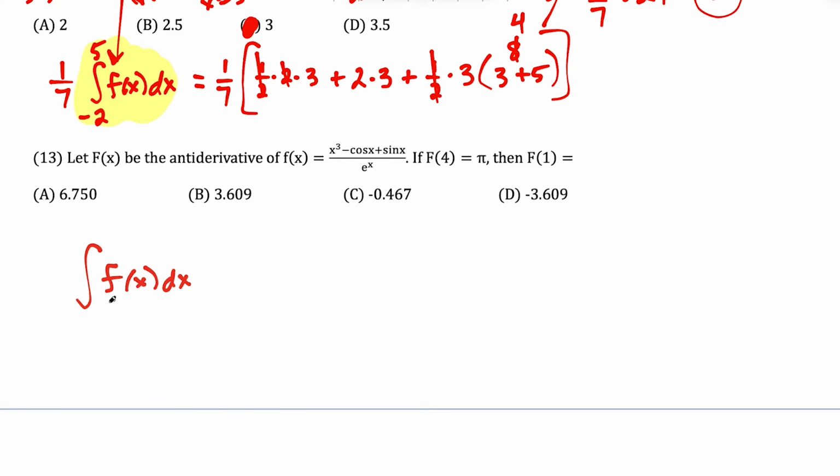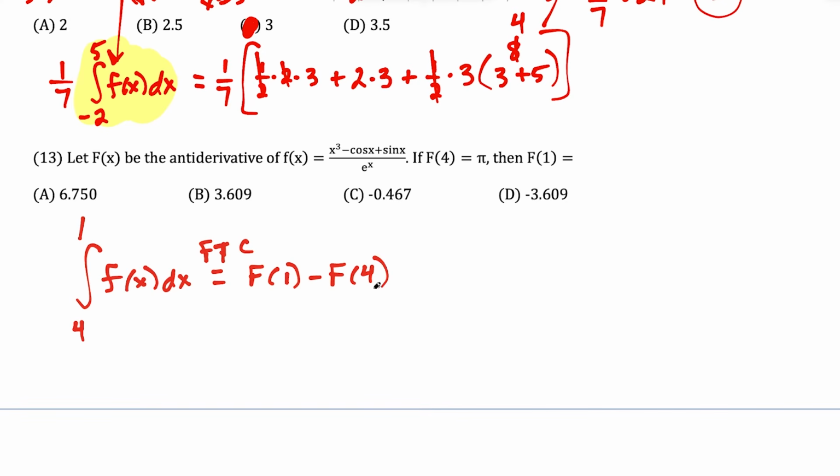So the one that we know, I'm going to put 4 on bottom. We know what capital F of 4 is. So that's why I'm going to put my lower limit as 4. But I want to know what's capital F of 1. So now here, if we apply the fundamental theorem of calculus, we would take the antiderivative of f of x, and we were told here that the antiderivative of f of x is capital F of x. So this would be equal to capital F of 1 minus capital F of 4.